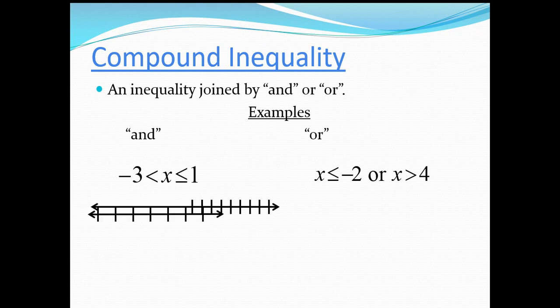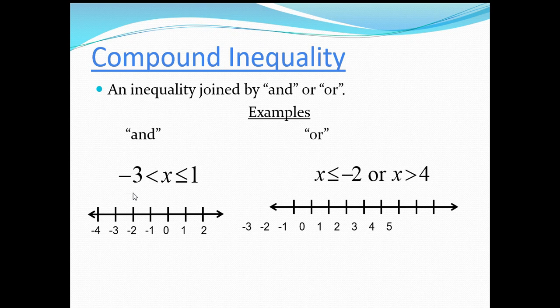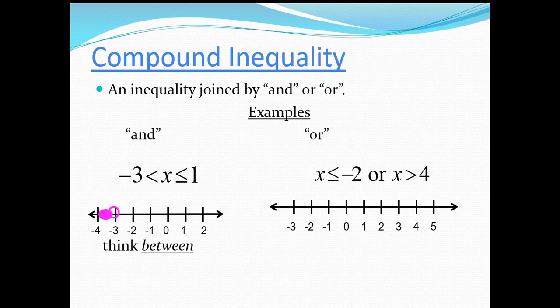The "and" means I will put the -3 first. I have it here. I put the 1 and then I will color in between. This is "and." Think between. That's it. -3 is open because there is no equal. 1 is colored because there is equal. I'm thinking in between. This is "and."